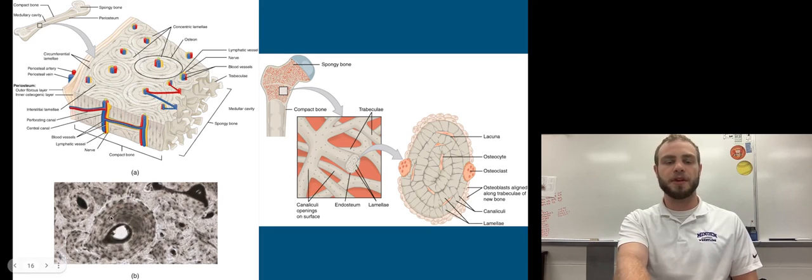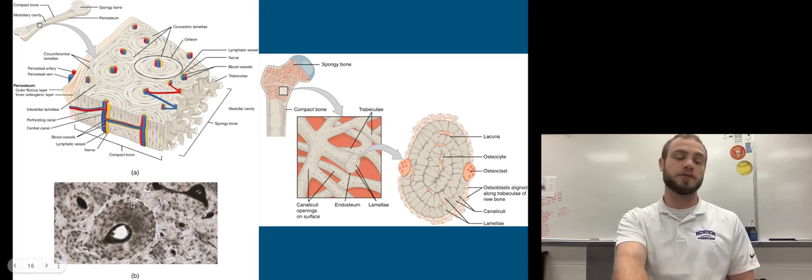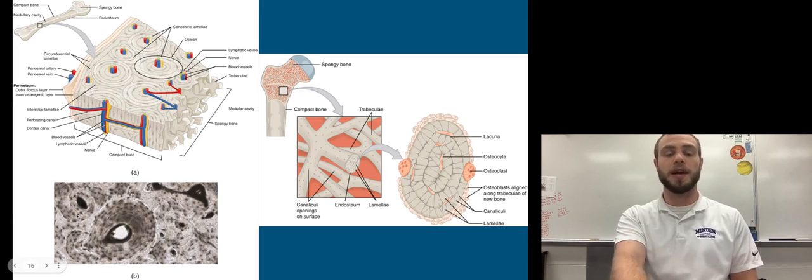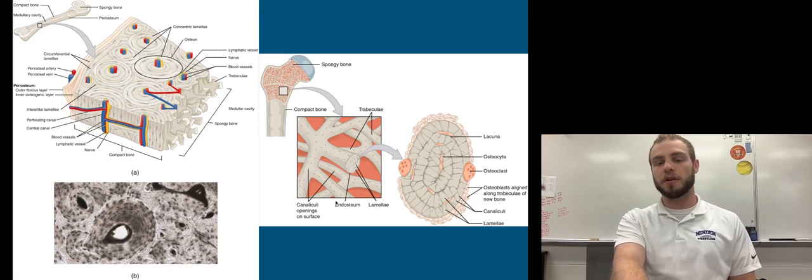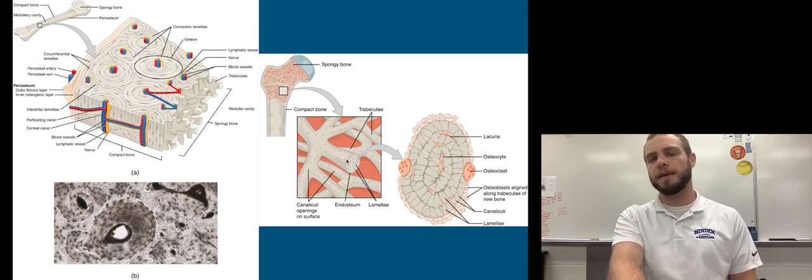Here you can see another picture of what this would look like under a microscope. Bone is actually very cool to look at under a microscope. And then in your spongy bone here, you can see the trabeculae. They do have lamellae here, but we really don't look at them quite as much in spongy bone. But you can see that it provides tons and tons of space for red marrow to be able to house and allow red blood cells to be created.